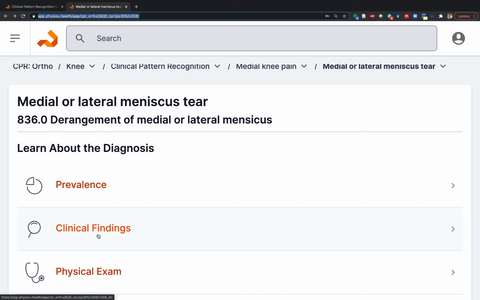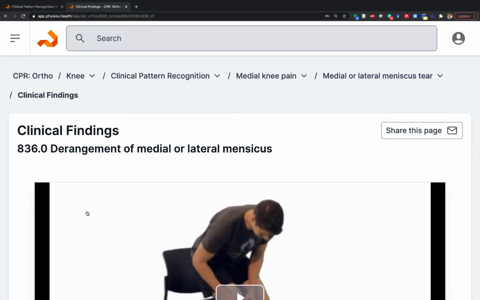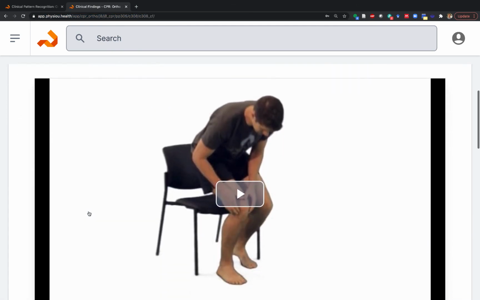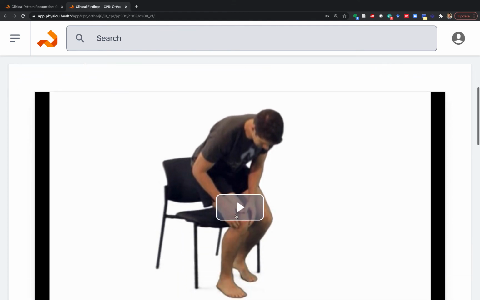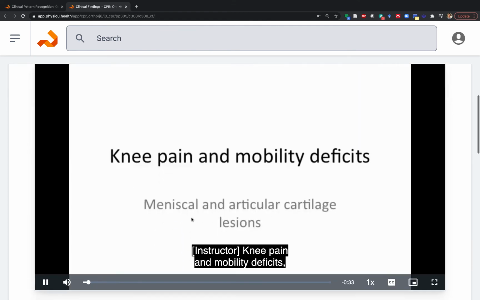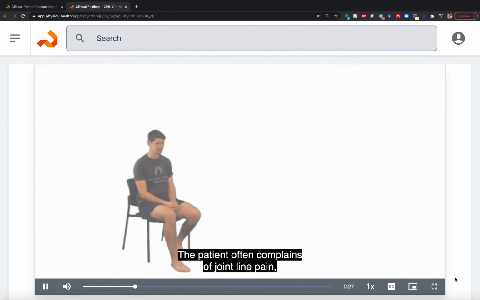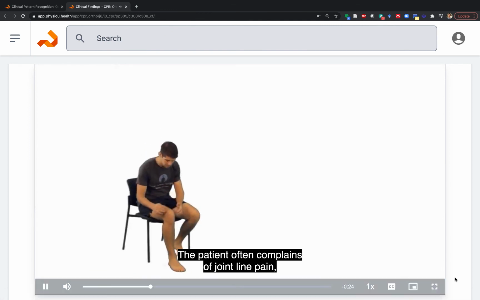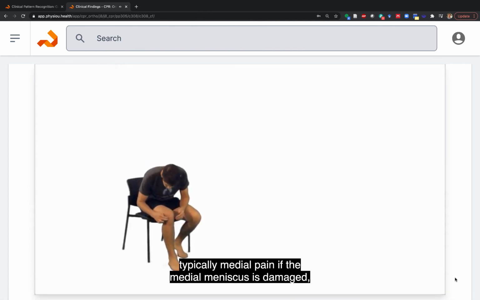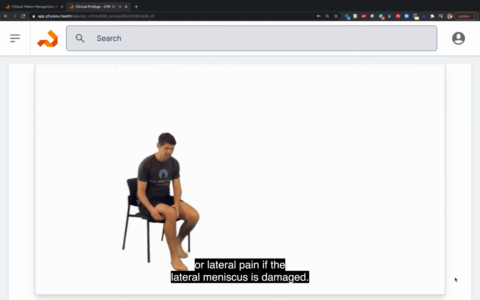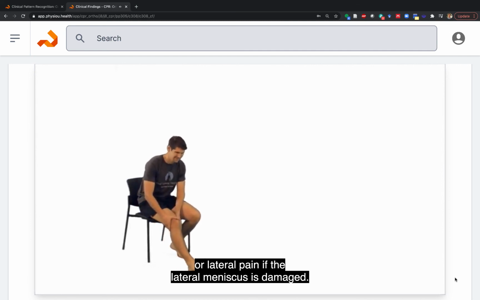So if we look at the clinical findings, let's take a look at how this patient presents. This is in the clinical findings part of the app: knee pain and mobility deficits, or meniscal and articular cartilage lesions. The patient often complains of joint line pain, typically medial pain if the medial meniscus is damaged, or lateral pain if the lateral meniscus is damaged.